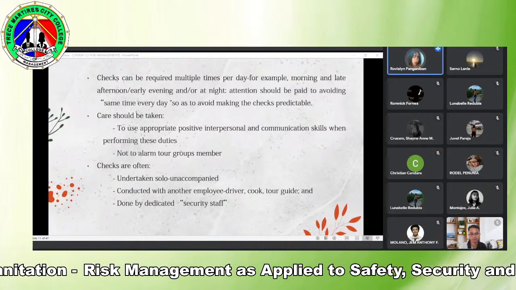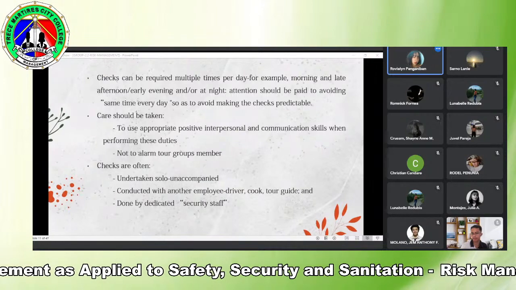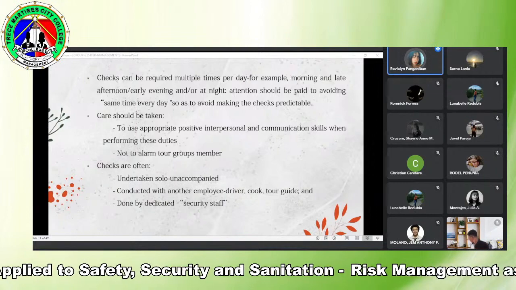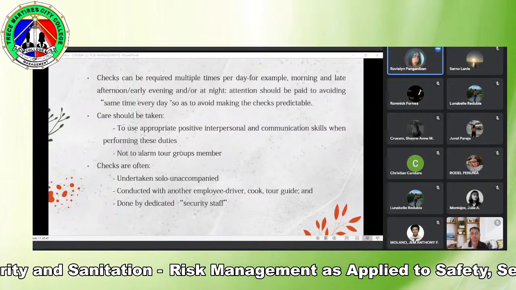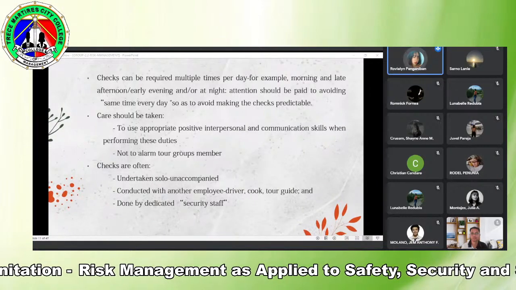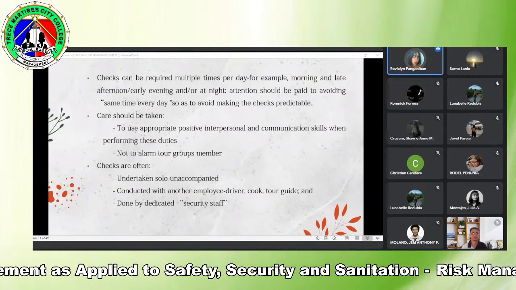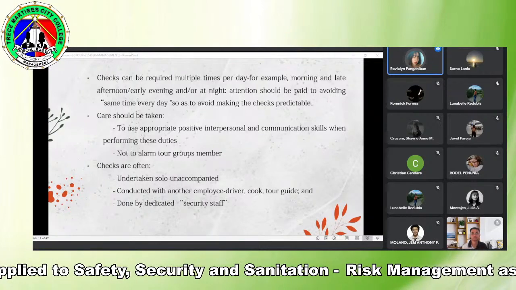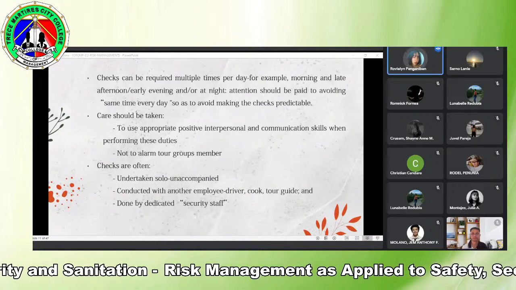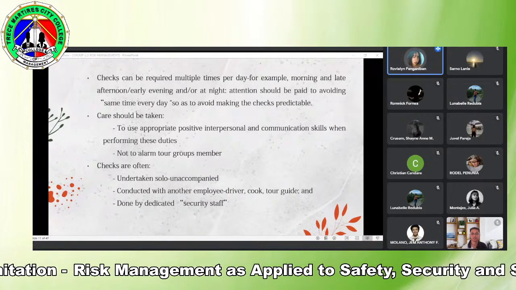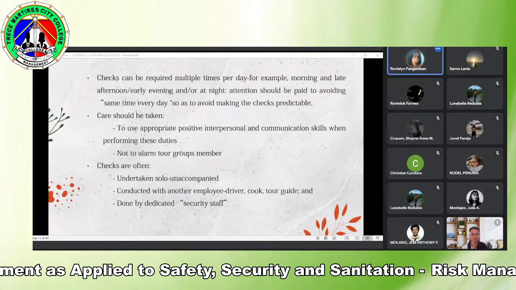Checks are often first undertaken solo, unaccompanied. Next is conducted with another employee, driver, cook, tour guide, and done by dedicated security staff. So dapat pag nag-undertake tayo ng security check, dapat staff yung mag-check sa inyo. Huwag kayo basta-basta magpapacheck sa iba kasi baka manakawan kayo or something like that. Okay, next po.